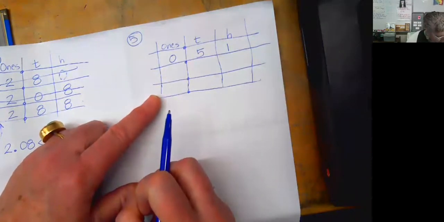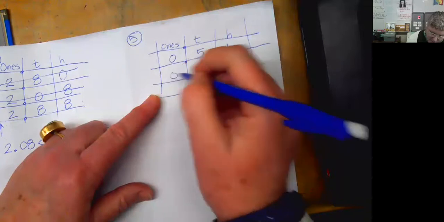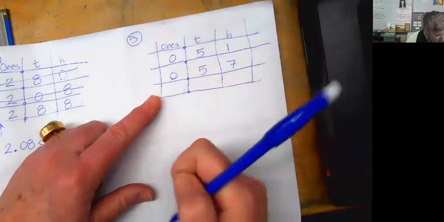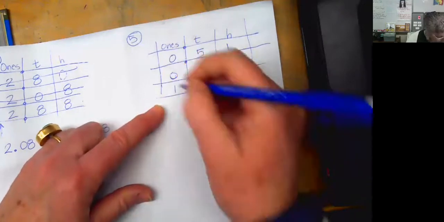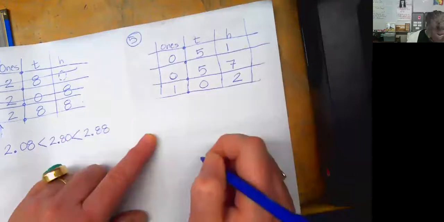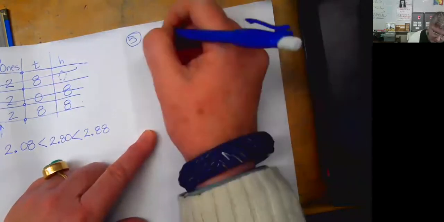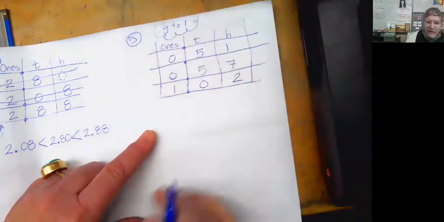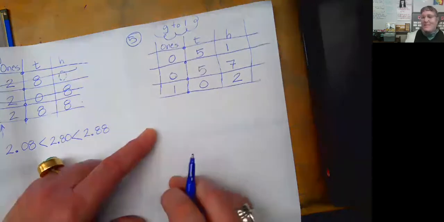Then we have 57 hundredths. So we have 0.57. Then we have 1 and 2 hundredths. So we're going greatest to least, G to L. Don't forget, otherwise you get the answer wrong.